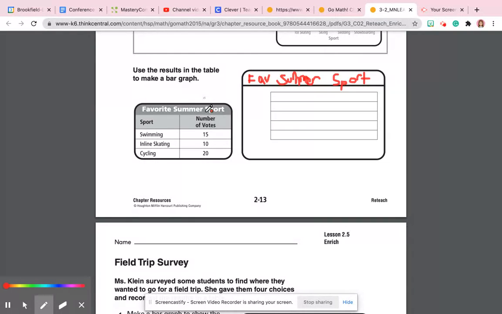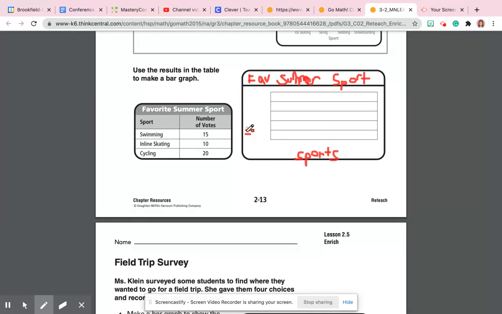Now, the second step that I need to do is I need to label my sides of my graph. So here we have one side that says sport and one side that says the number of votes. So just like the graph above, I'm going to put the sports on the bottom. So I'm going to write sports down here with enough room for me to label the names of the sports. And over here, I would put number.